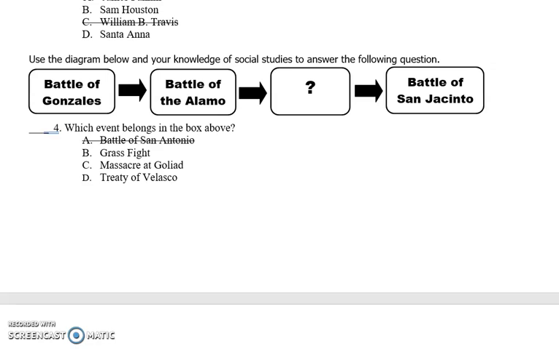Use the diagram below and your knowledge of social studies to answer the following question. Which event belongs in the box above? A, the Battle of Gonzales, the Battle of the Alamo; B, the Grass Fight; C, the massacre at Goliad; D, the Treaty of Velasco; and lastly, the Battle of San Jacinto.